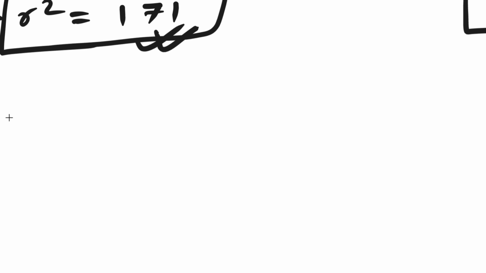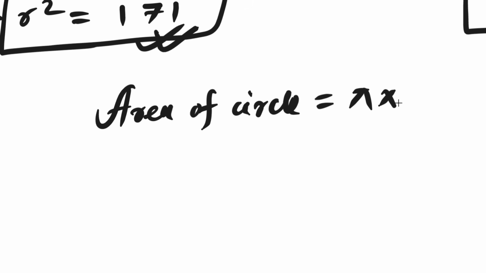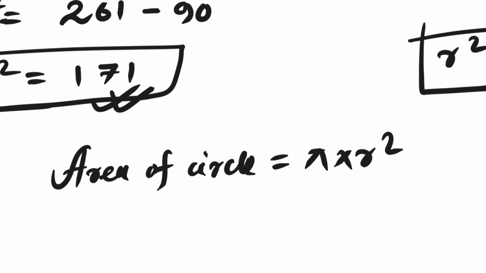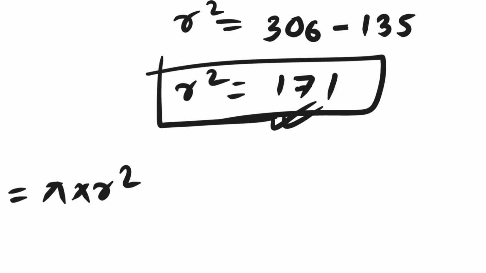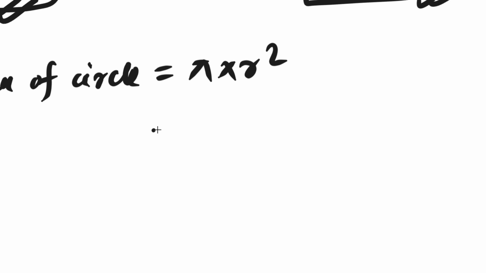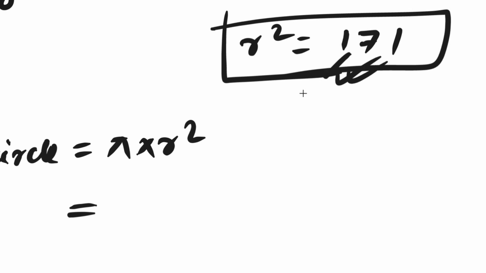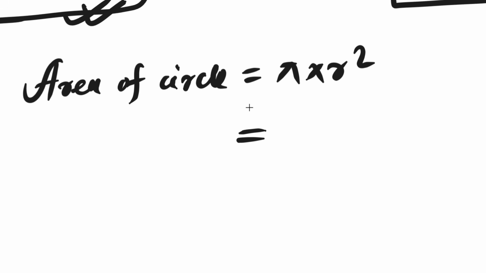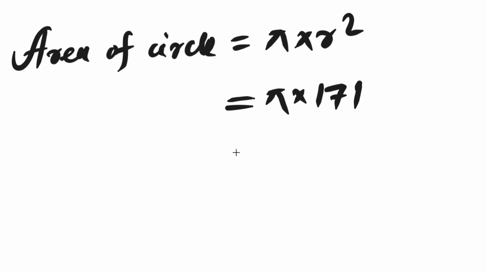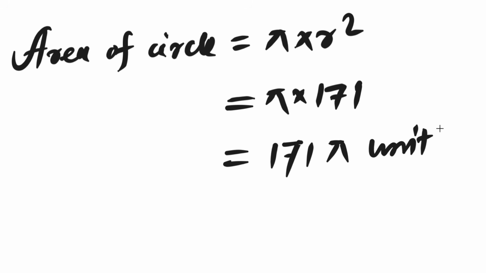Now, we can finish the problem. The area of a circle is pi multiplied by the radius squared. We already know that r squared equals 171, so there is no need to calculate r itself. We simply substitute 171 into the area formula. Therefore, the area equals pi multiplied by 171. We can write that exact result as 171 pi square units. That is the exact area.